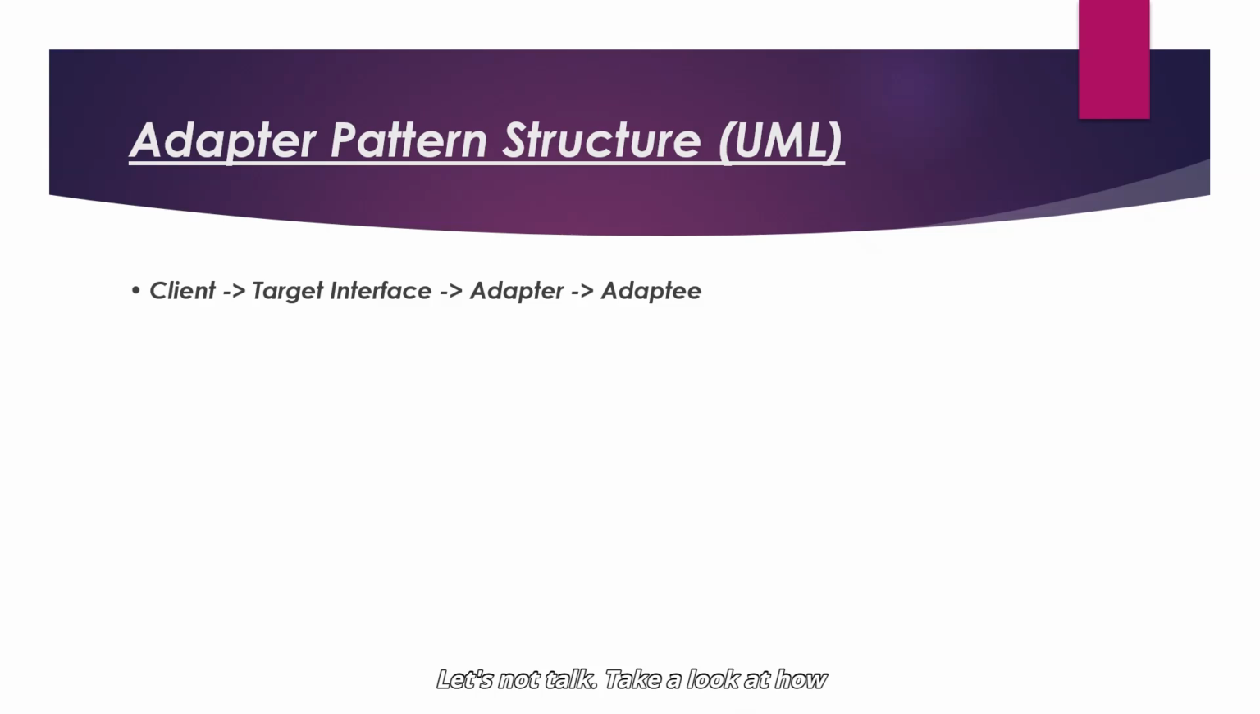Let's now take a look at how the adapter pattern works using a UML diagram. As you can see here, we have three key components: the client, which expects to interact with the target interface; the adapter, which implements the target interface and contains a reference to the adaptee class that has the incompatible interface. The adaptee is the existing class with an interface that the client needs to use but does not match the expected target interface. The adapter in this case converts calls from the client into calls that the adaptee can understand, enabling communication between the two.